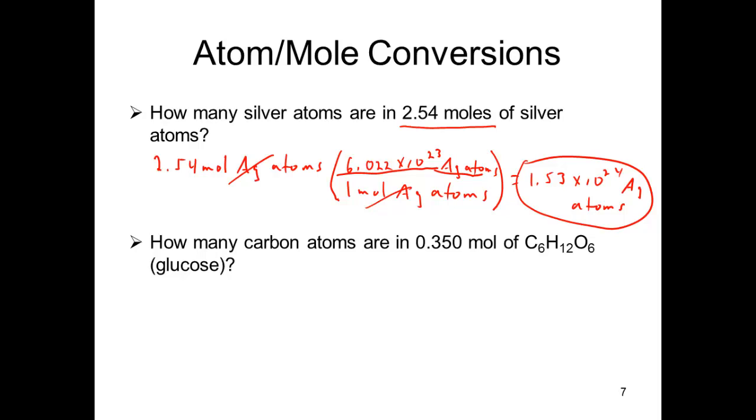Well, this makes a lot of sense. You know that 1 mole is this many atoms, but I don't have 1 mole. I have 2.54 moles. So simply take these two numbers and multiply them together to tell you how many atoms of silver you have. I could go back the other way and say if I start with this many atoms, I could figure out that that was 2.54 moles.